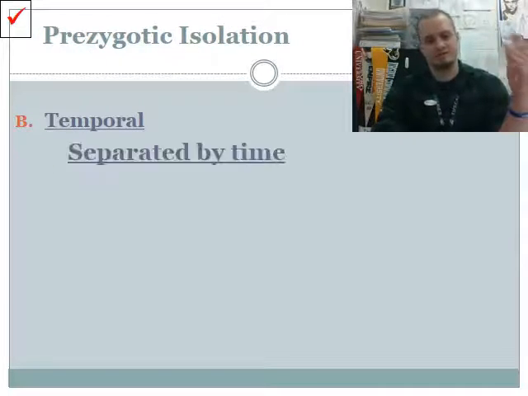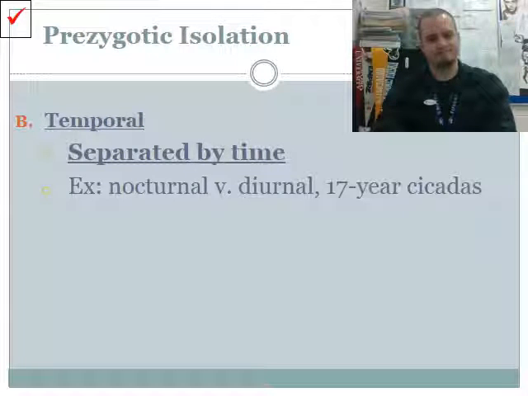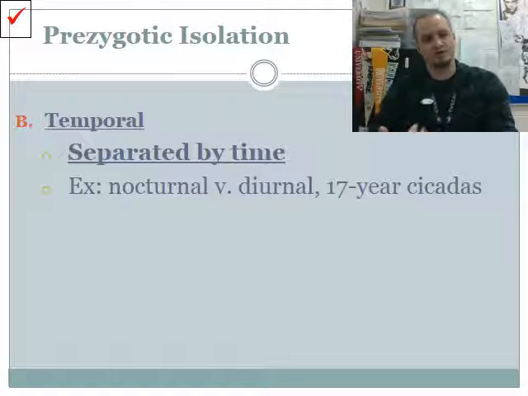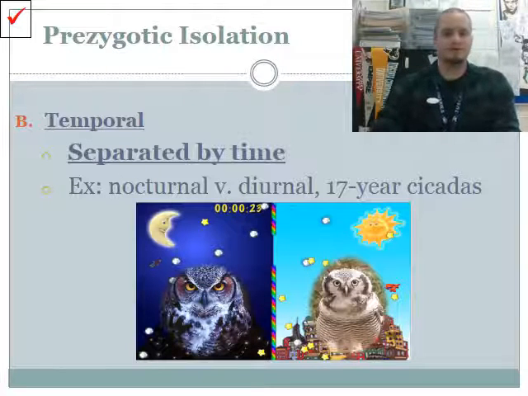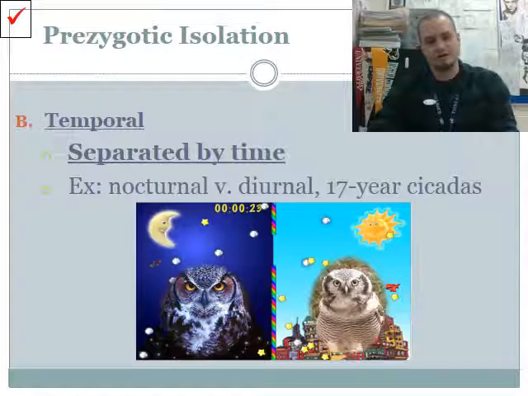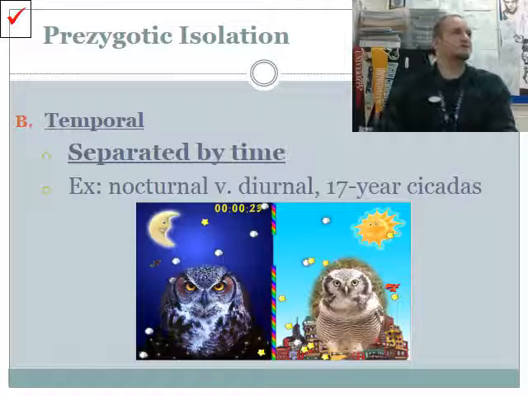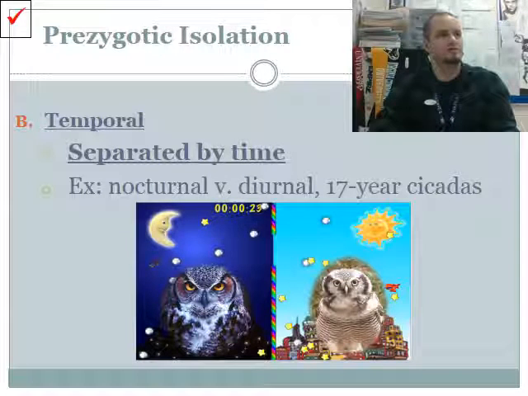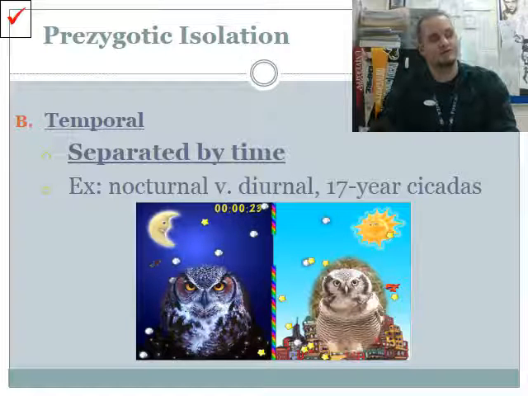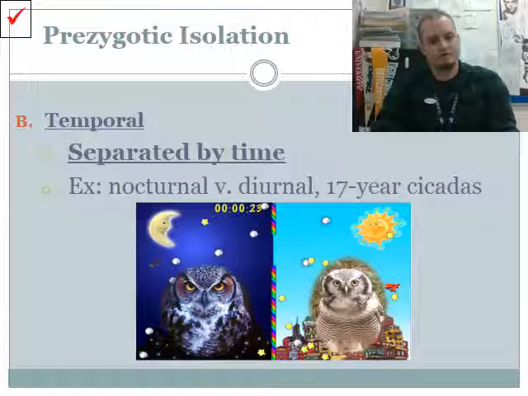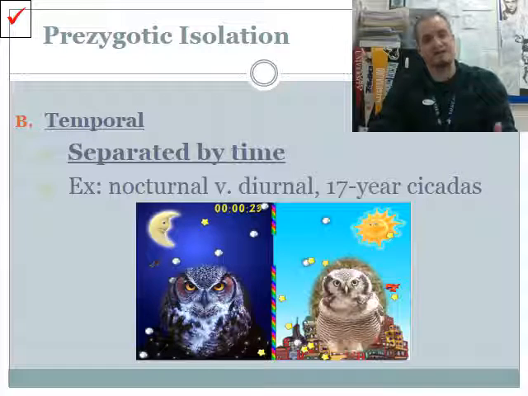The next type is temporal, being separated by time. So for example, nocturnal versus diurnal, so being awake at night or being awake during the day. Also, they could have different reproductive seasons. So for example, let's say a certain toad reproduces in the spring and another reproduces in the fall. Those two would never reproduce with each other because the mating seasons are different.